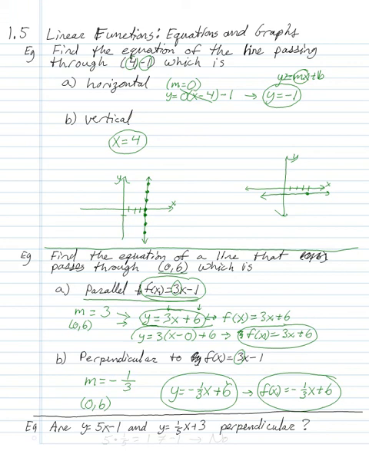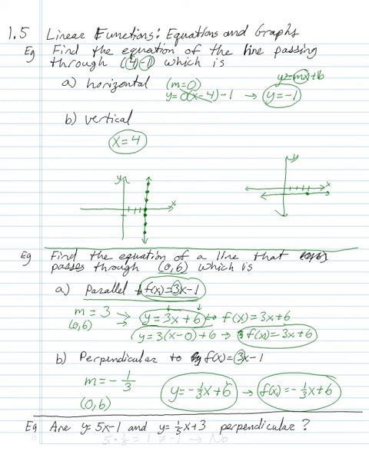So the final question I'd like to ask out of this section is, how do we know if two lines are perpendicular or parallel to each other? Well, we can apply the definition in a slightly different way. Here we have two lines, y equals 5x minus 1 and y equals 1/5 x plus 3, and I would like to know if they are perpendicular.